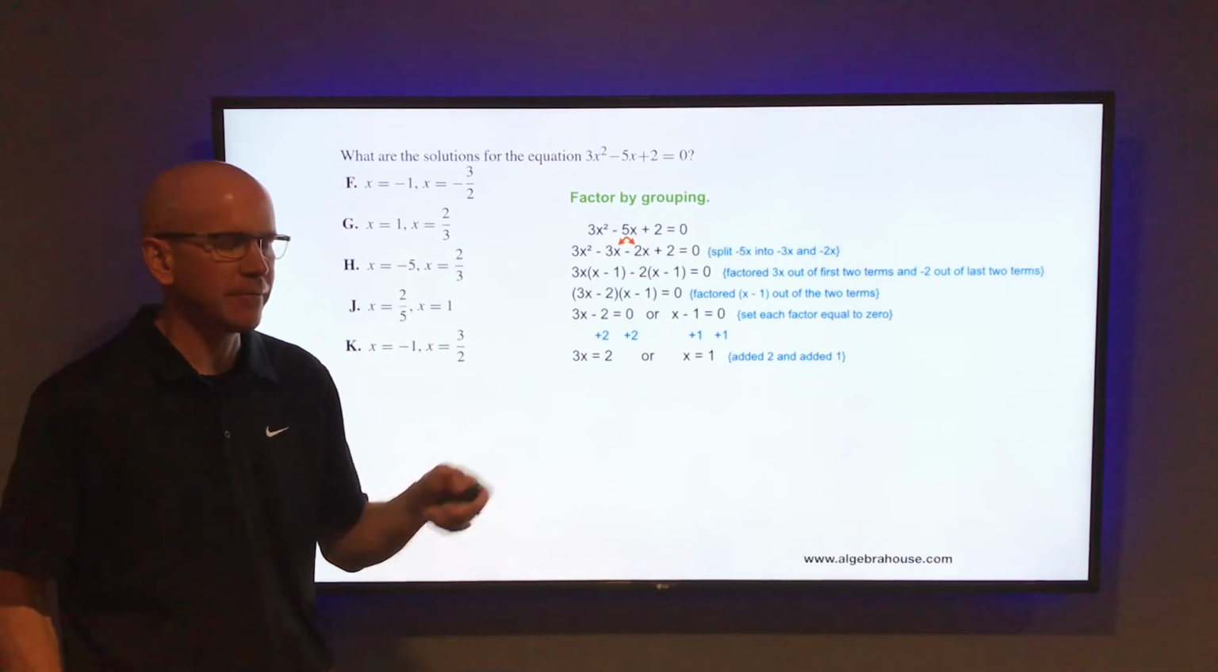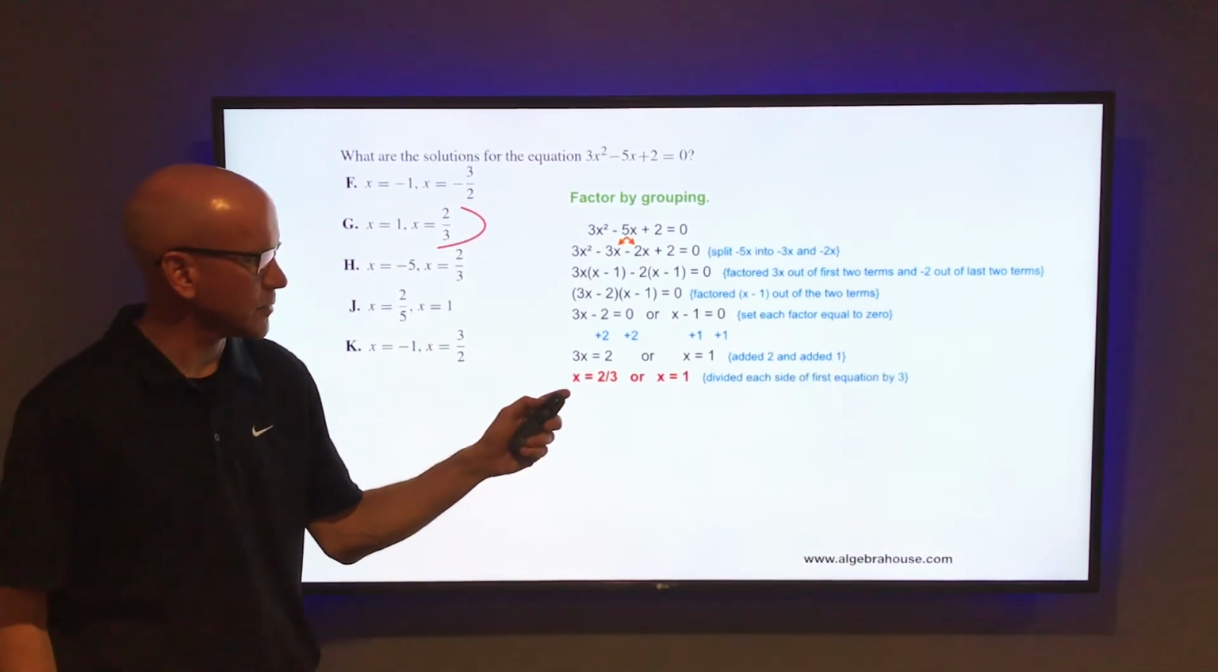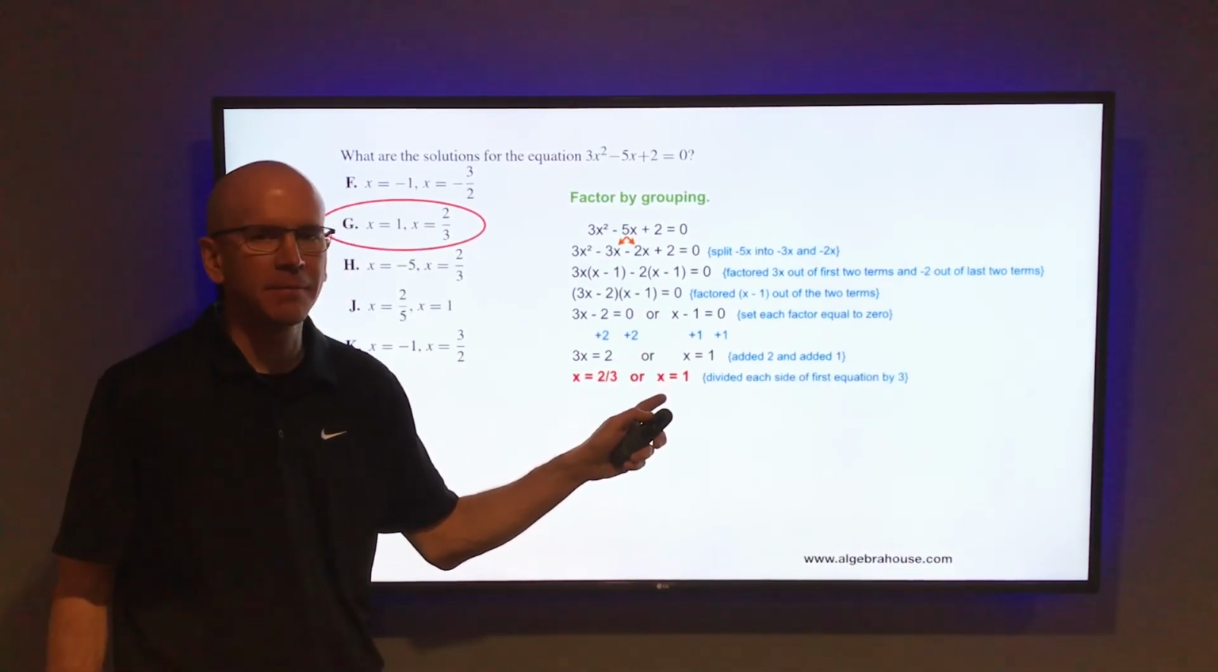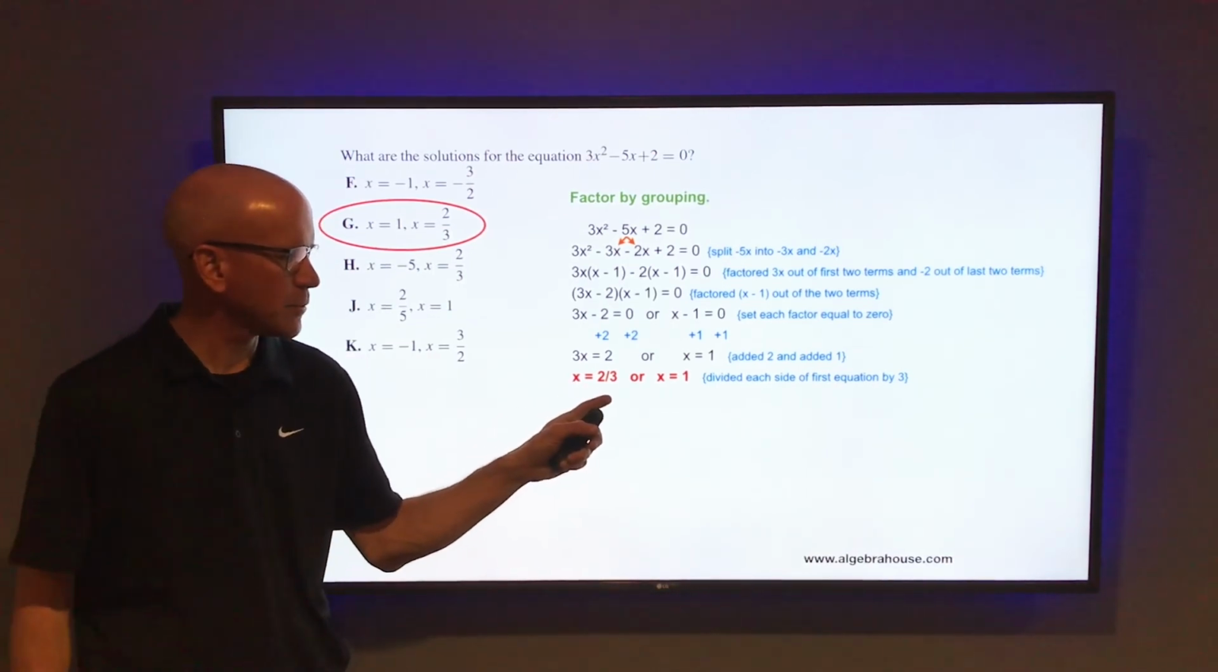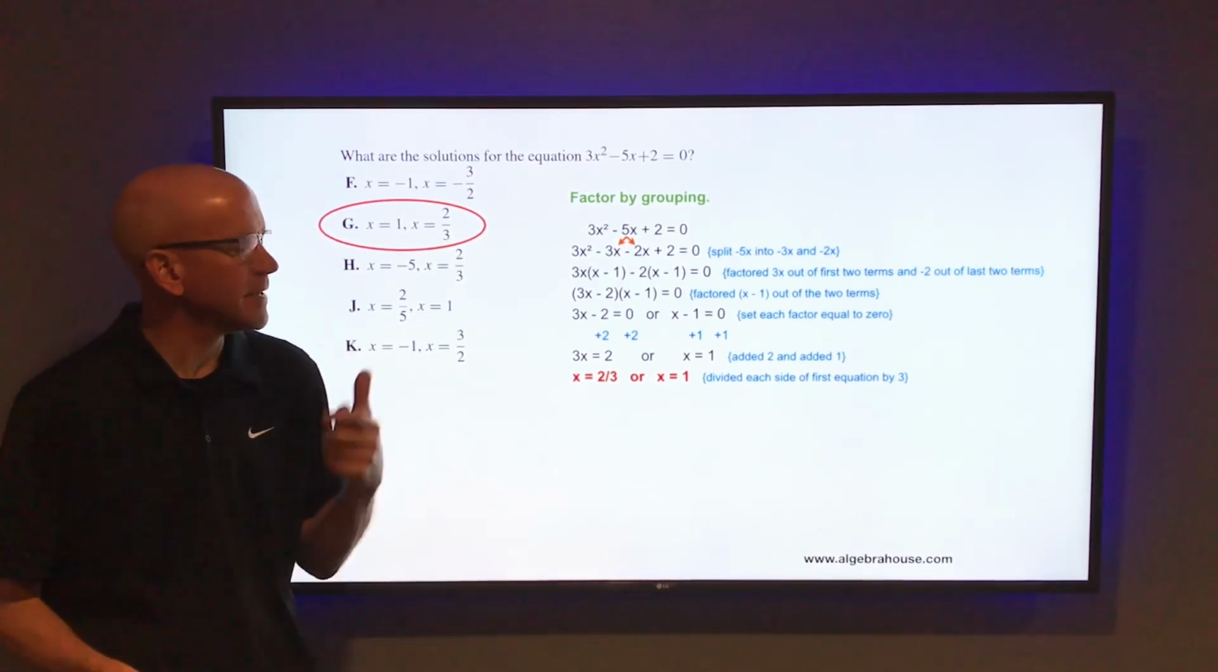In that first equation, divide each side by 3. You have x equals 2/3. And the second equation is already done, that's x equals 1. So x equals 2/3 or x equals 1, and that is letter G.